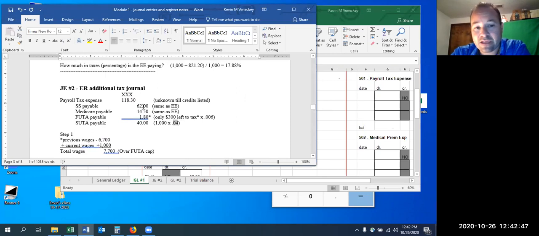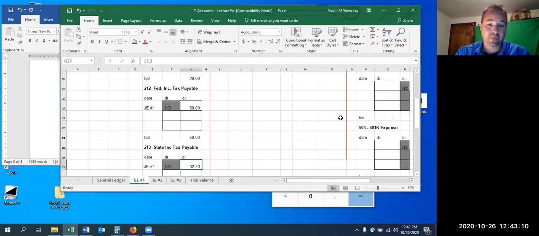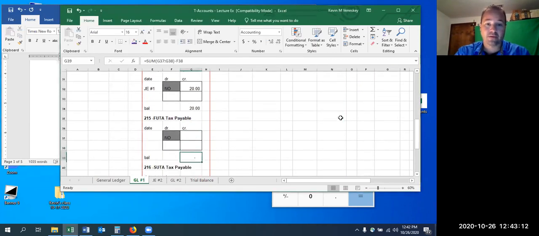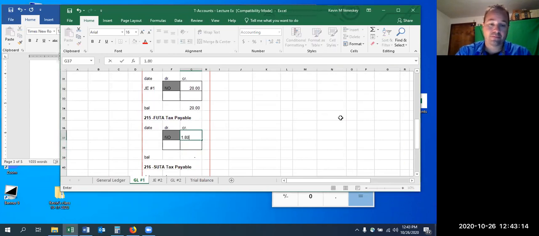Now, once I calculate these 4 items, I then add them together, and that's where this comes from. These are the extra taxes that the employer has to pay in addition to what the employee had to pay. These are coming right out of the employer's pocket. So let's put in these 3 extra numbers now. We got the FUTA. The FUTA was $1.80 for the employer entry number 1.